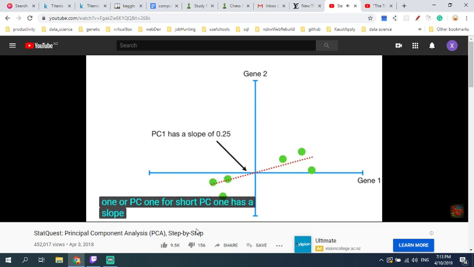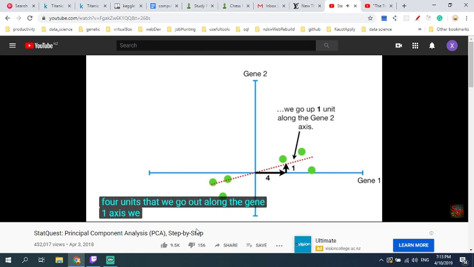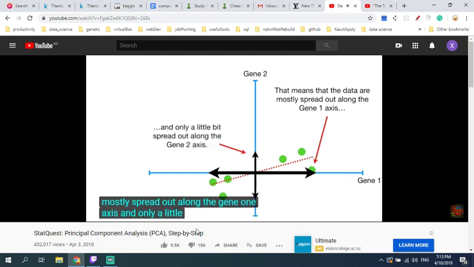PC1 has a slope of 0.25. In other words, for every 4 units that we go out along the gene 1 axis, we go up 1 unit along the gene 2 axis. That means that the data are mostly spread out along the gene 1 axis, and only a little bit spread out along the gene 2 axis.